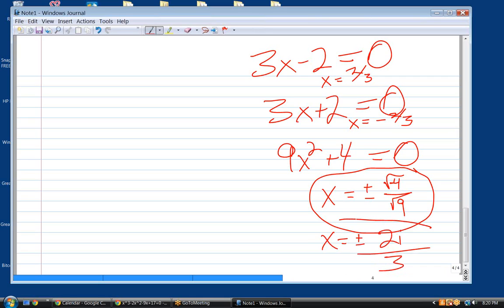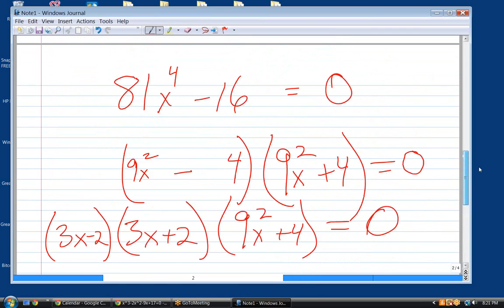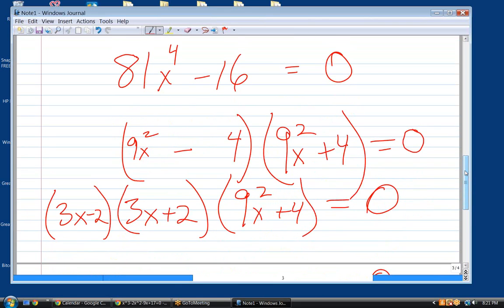So there's our 2 of our answers, which are imaginary, and 2 that are real. So knowing that, if I were to graph this, how many x-intercepts are we going to have?